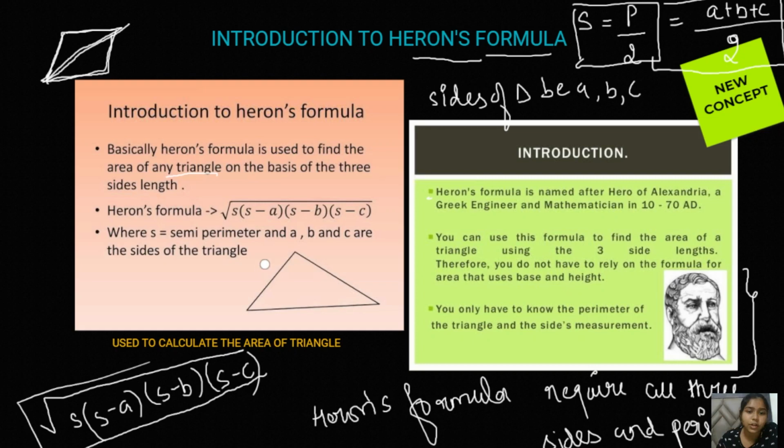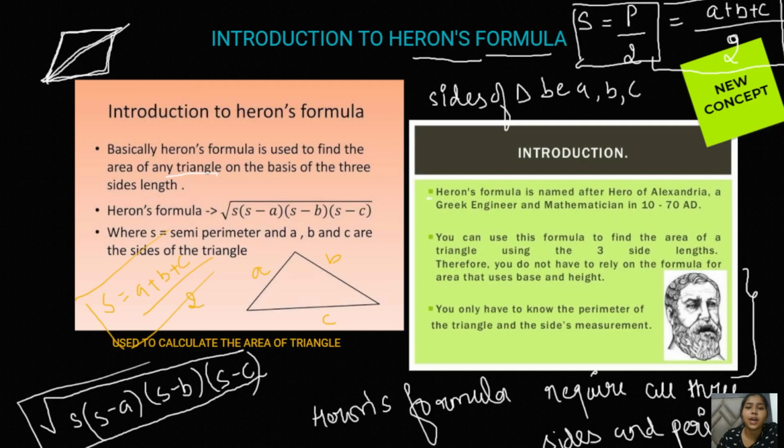For example, let's just take an example like this: this is the length A, this is length B, this is length C. Then in that case S will be A plus B plus C, that will be the perimeter, divided by 2. Right, and you just have to put these numerical values into this particular formula and you can easily get the area of the triangle.